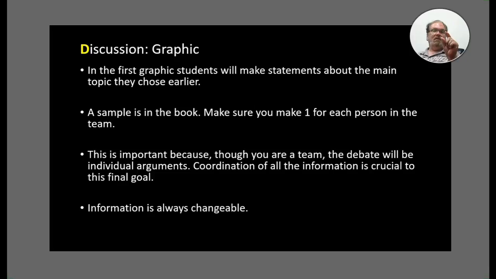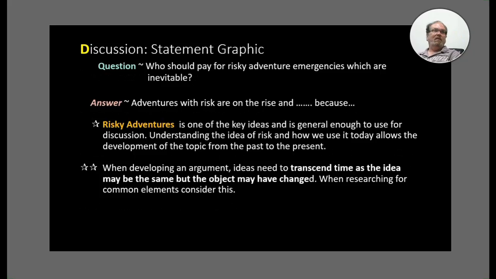So now is when we start thinking about the statements, building opposing ideas, doing a little research, and remember, information is always changeable. So in discussion, we have question and answer. That's discussion. Debate is about facts and statements. So the question is, who should pay for risky adventure emergencies which are inevitable? And if you looked at level 3, I think you probably discussed that already.